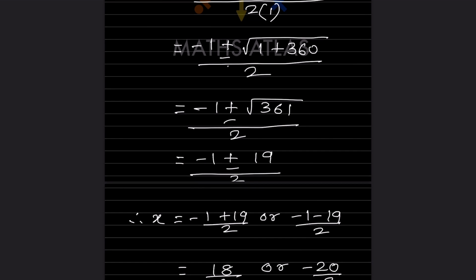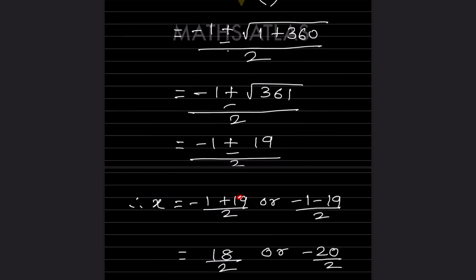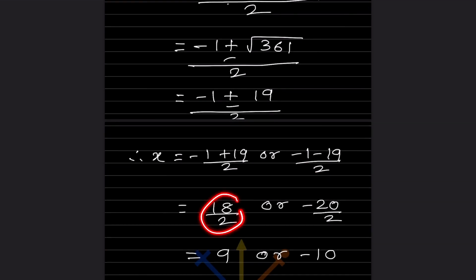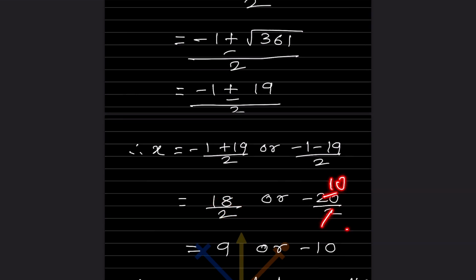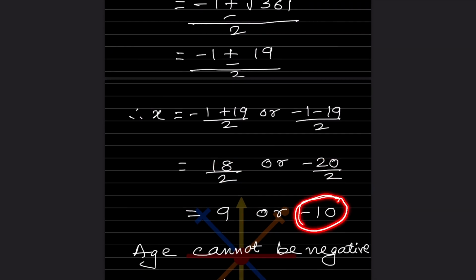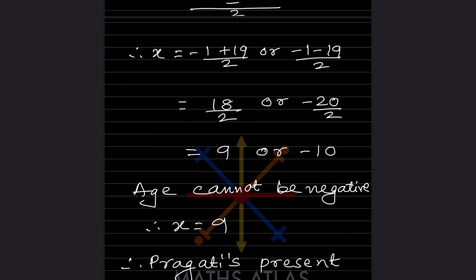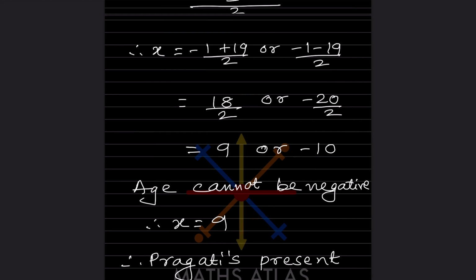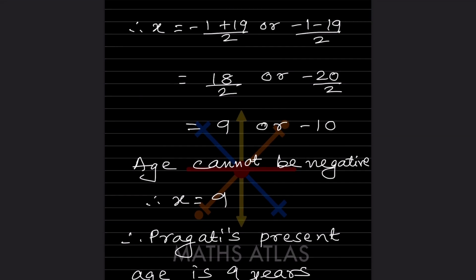So now what will you get? Because this is plus or minus, once you are going to take minus 1 plus 19 by 2 or minus 1 minus 19 by 2. So this is going to be what? Plus 19 minus 1, that is going to be 18 by 2. And this minus 19 minus 1 is going to be minus 20 by 2. So when you divide this, 2 ones are 2, 2 nines are 18, that will be 9. And this will be minus 10. So see here, because this is minus 10, age cannot be negative, right? So you have to put the x as 9. So x they are considered as the present age. So Pragati's present age is 9 years.